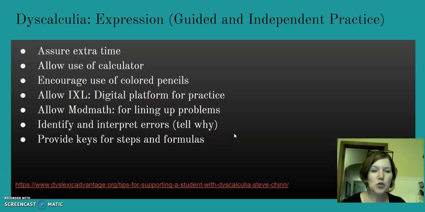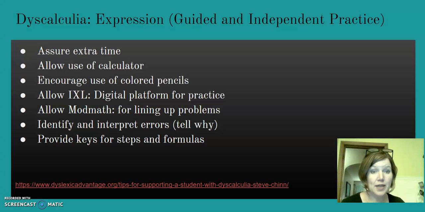Moving on though, so the next part is the expression. So in the UDL classroom, we have to consider how the students are going to practice and how they're going to be assessed, how they can express themselves best. And so the first thing for both practice and for assessment is they're going to need extra time, and they're going to need to know they have extra time because they get very good at understanding that they need extra time, and that worries them. So assure them extra time.